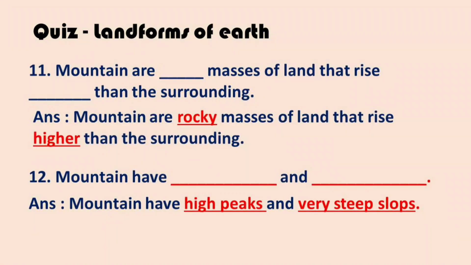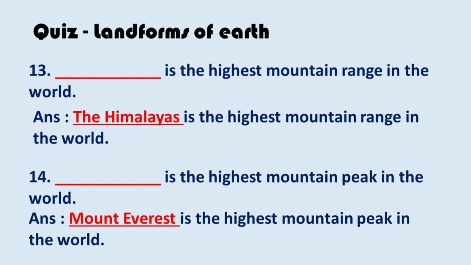11. Mountain are dash, masses of land that rise dash, than the surrounding. Answer is, mountain are rocky masses of land that rise higher than the surrounding. 12. Mountain have dash, and dash. Answer is, mountain have high peaks and very steep slopes. 13. Dash, is the highest mountain range in the world. Answer is, the Himalayas is the highest mountain range in the world.